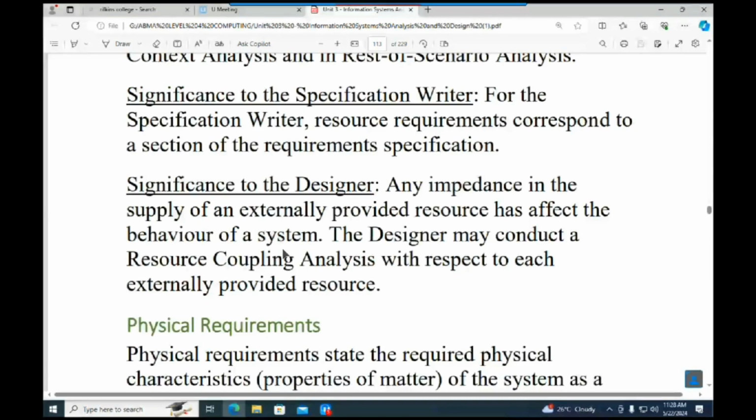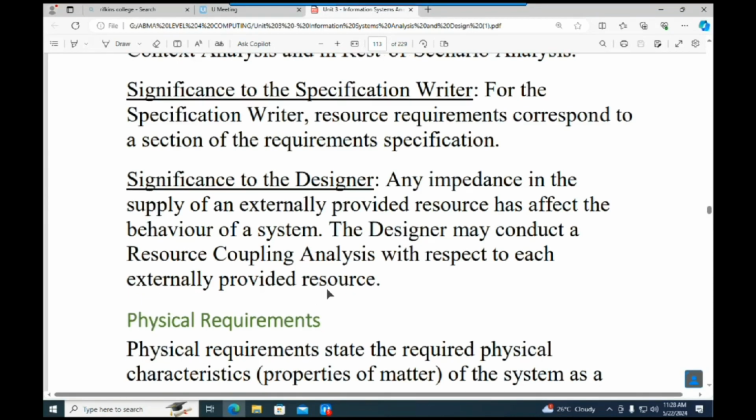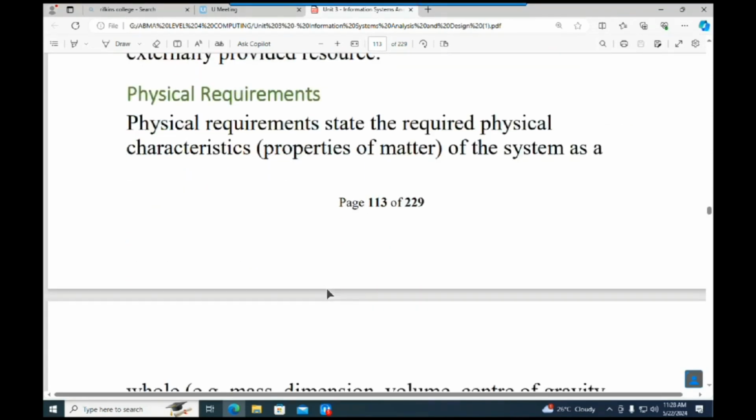To the designer, here we are going to talk about the effect of any impedance in the supply of an externally provided resource, which is going to affect how the system behaves. So the designer is going to conduct what we call resource coupling analysis, as he will be considering the externally provided resource.